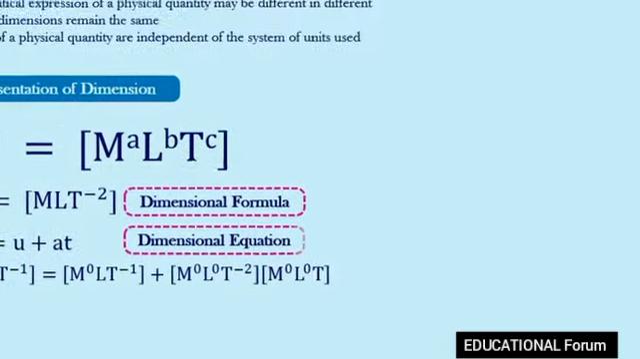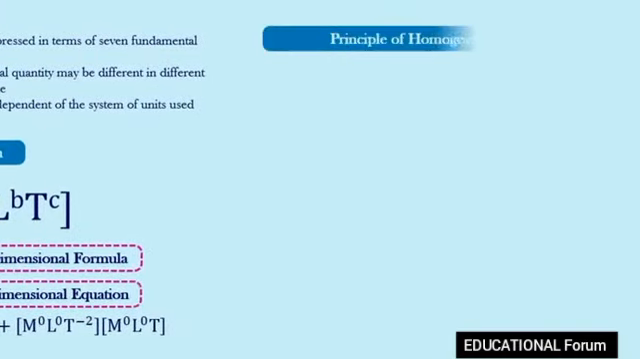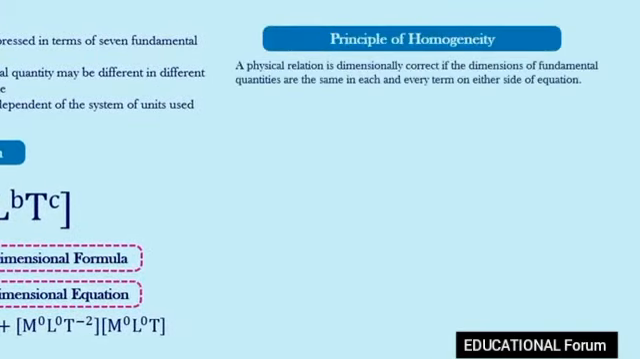Now let us introduce the principle of homogeneity. According to this principle, a physical relation is dimensionally correct if the dimensions of the fundamental quantities are the same in each and every term on either side of the equation. This principle is based on the fact that only quantities of the same kind or dimensions can be added or subtracted.